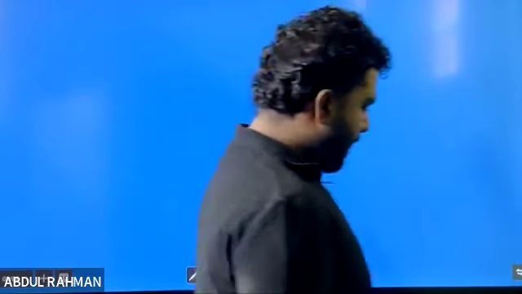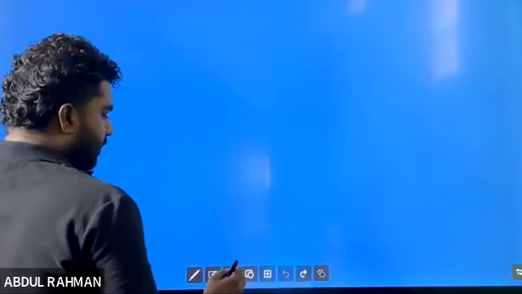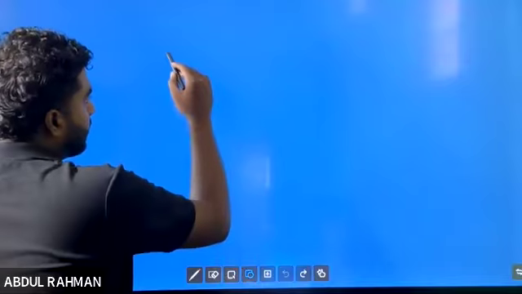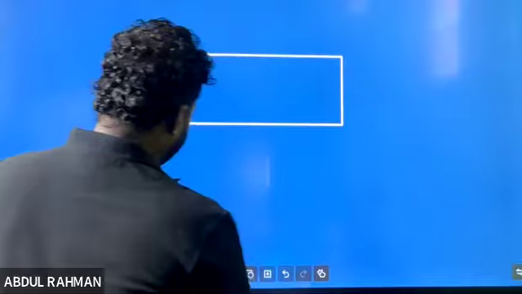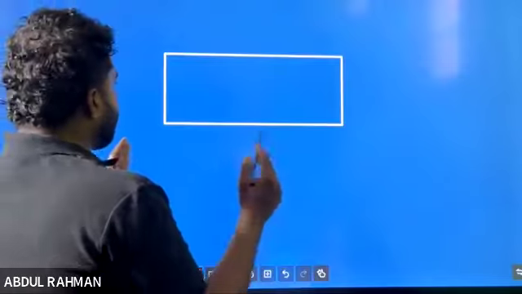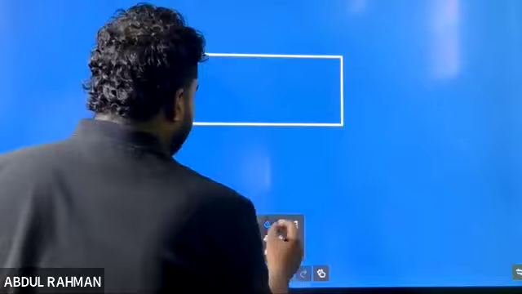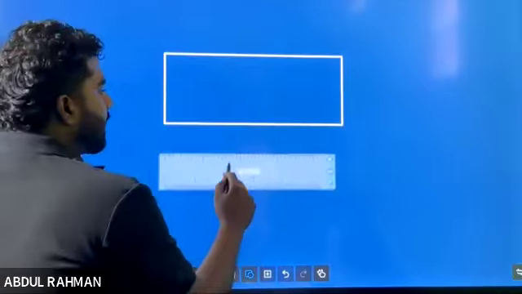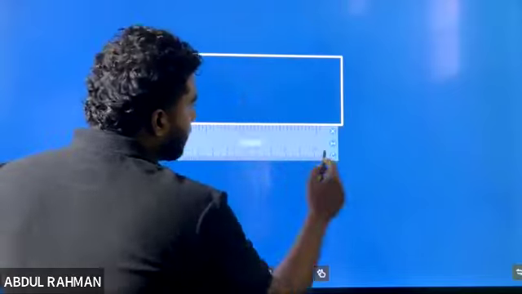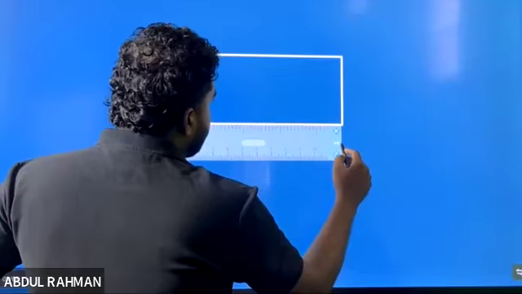Now let's say we have a rectangle. Using a meter ruler or anything, we can make sure we are measuring this length. We can take a ruler and I can measure the length. This is the length, I can measure it. Yes or no? I can measure the length.